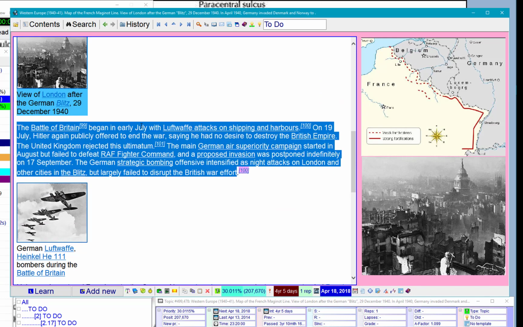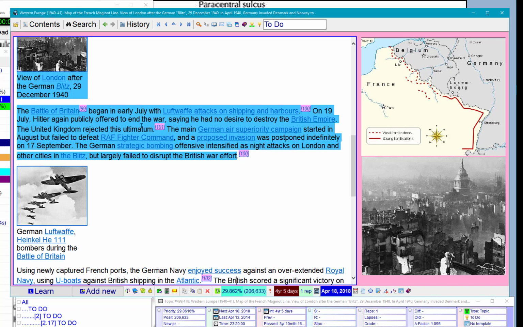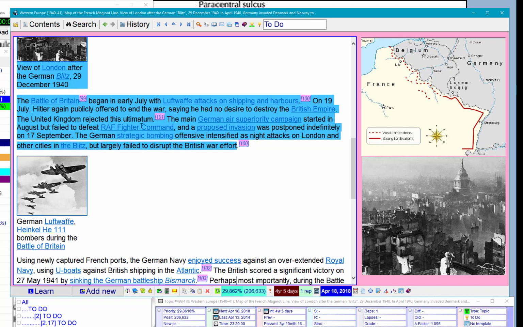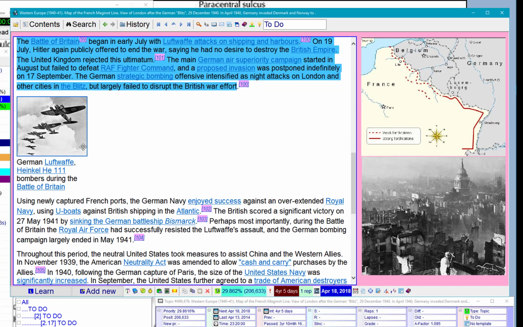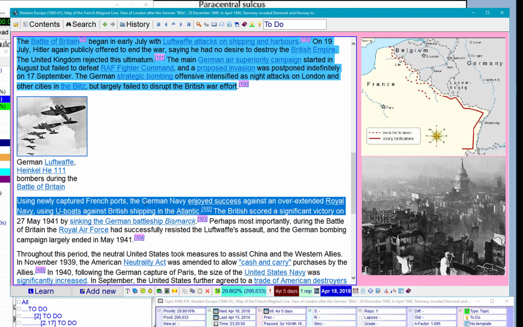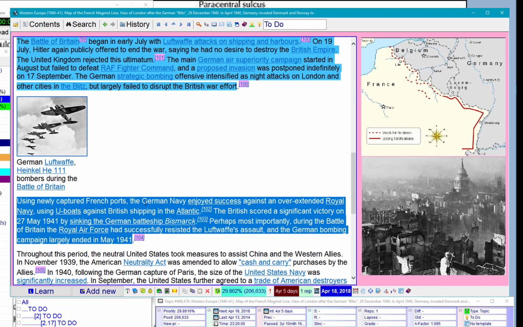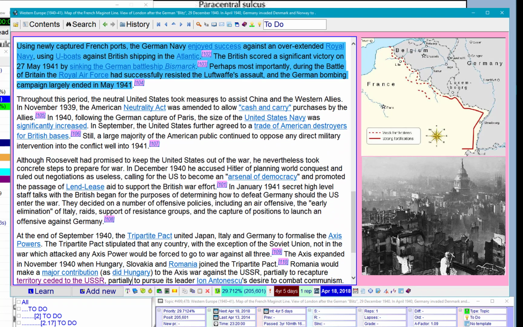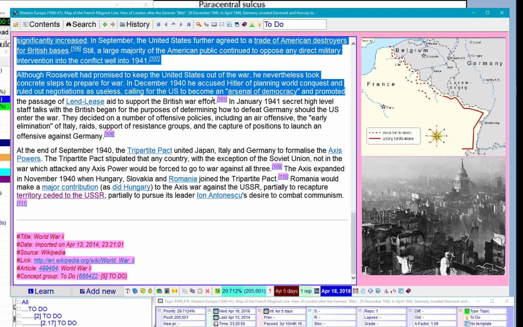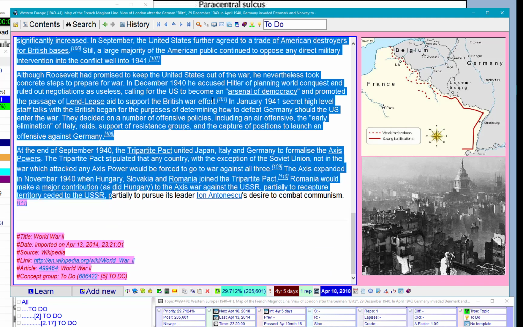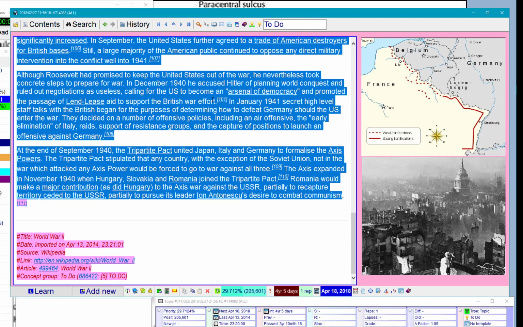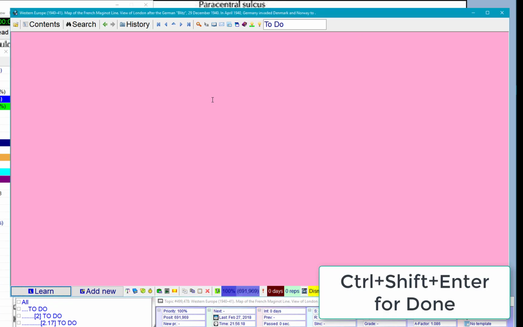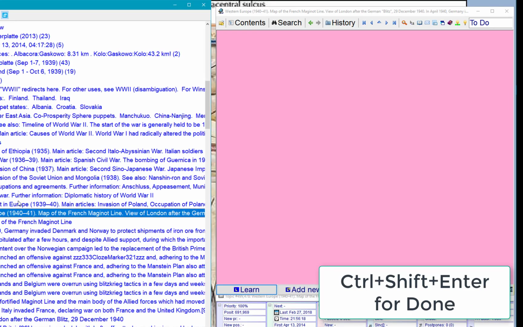Another paragraph. Here's a nice picture. Heinkel. Okay, you don't learn that. And so on and so on. Those things I will learn some other time. I'm a little bit in a hurry. So sometimes you can just do things later. And what about the contents?